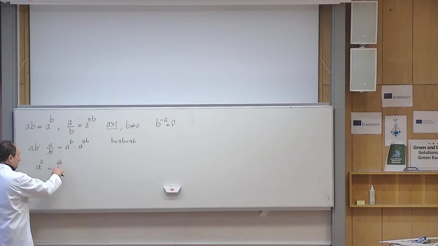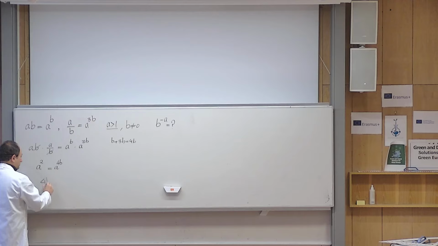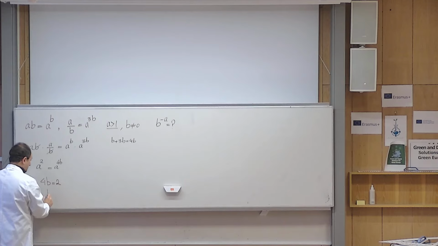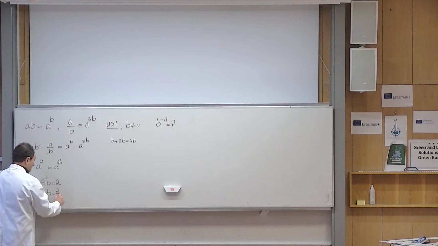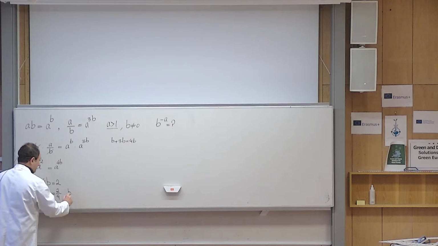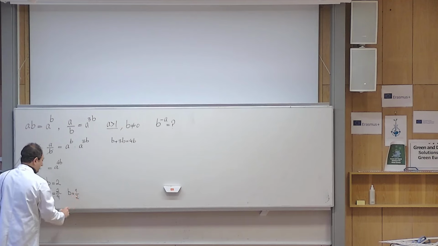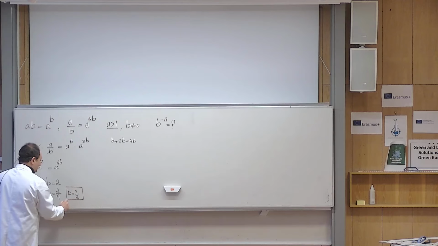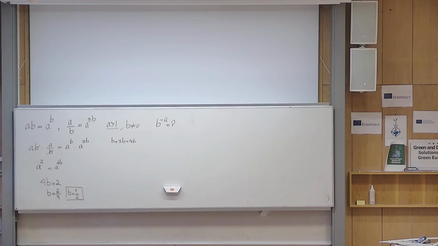So this means that 4B, which is the exponent of A on the right-hand side, should be equal to 2, which is the exponent of this power on the left. And then immediately, if I ask you what B is, you divide everything by 2, so it becomes 2 over 4, or simply B is equal to 1/2. Okay? So at least one of the unknowns is determined.